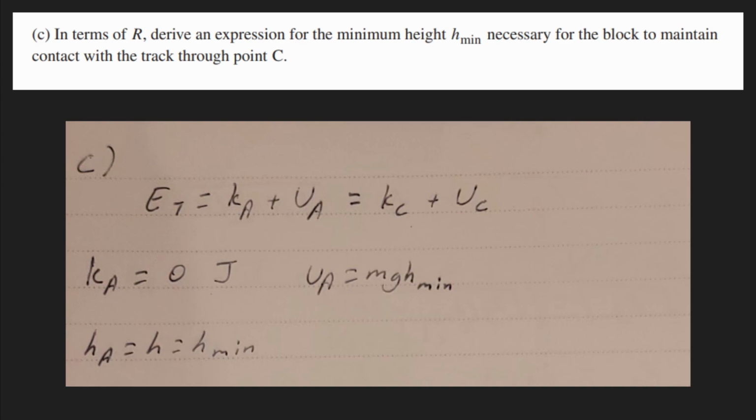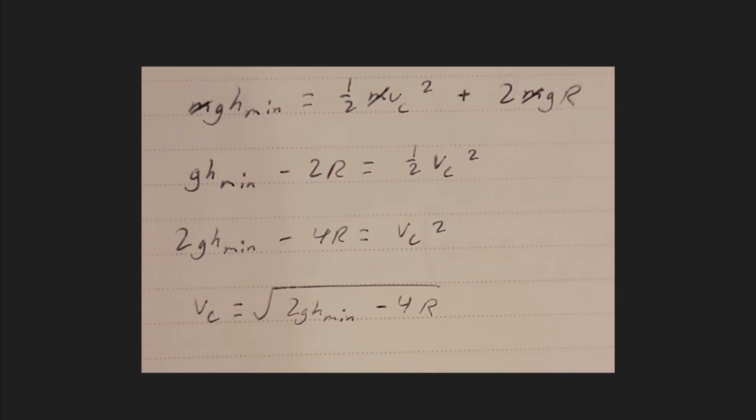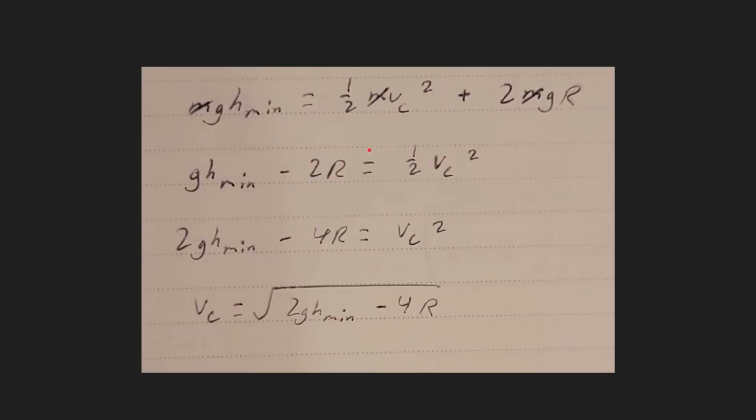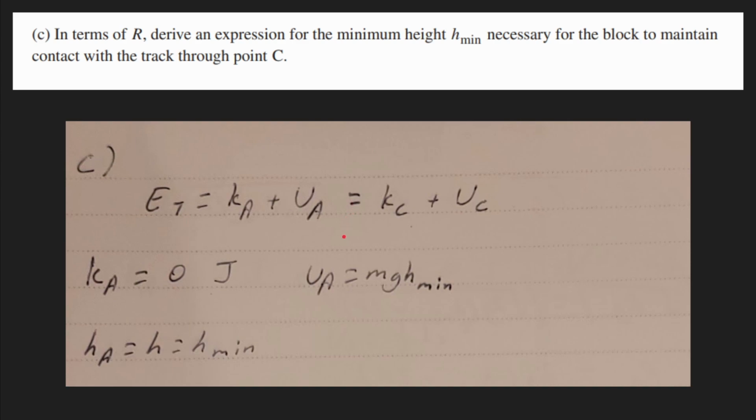In terms of r, being the radius, derive an expression for the minimum height, which is h min, necessary for the block to maintain contact with the track through point C. So at h minimum, that means the normal force, which is causing our centripetal force, is 0 newtons. And that means our centripetal force is only caused by gravity in this scenario. So, using that knowledge, we're going to return back to our mechanical energy equation we had earlier.